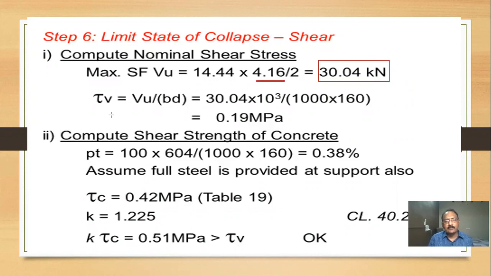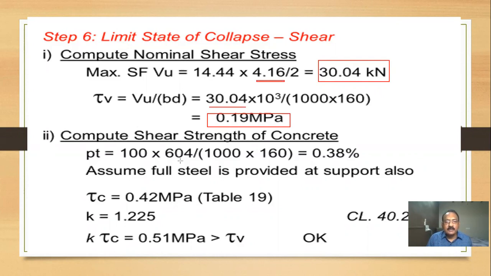Now, how to calculate shear stress? In the second unit, we learned that shear stress equal to force by bd, that area. Here 30.4 kilonewtons divided by, converted into newtons, because always these are in mm. So divided by 160 into 1000, you will get 0.19 MPa, that is Newton per mm square. Okay, so in this way we have to calculate shear stress.